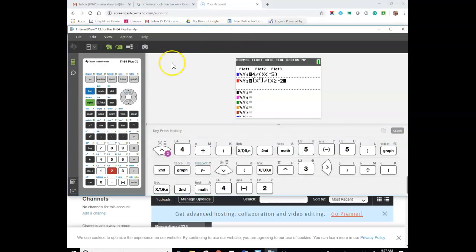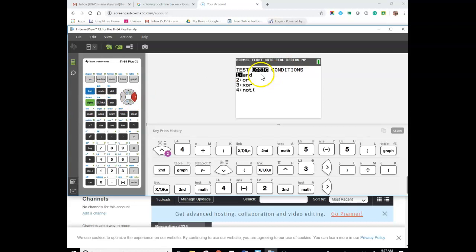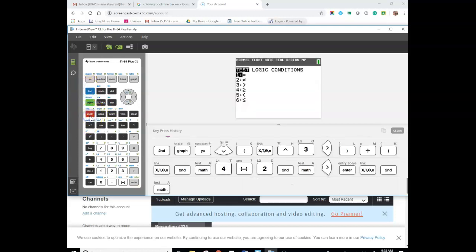Then we have to pull up the word and. And you're like, where do they have and? So in that same menu, go back to test, but this time go over to the submenu called logic. There's an and. So choose that. And then x is, what's the other piece of the restriction? Less than or equal to 2, I think. So less than or equal would be number 6, and then 2.